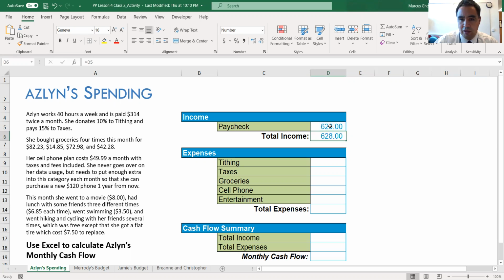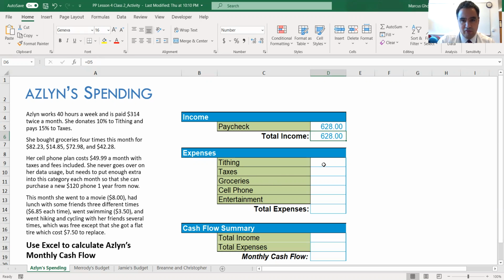The advantage of using formulas is that, say, for example, she gets a raise up to 350 a month. If you have a formula in there, everything updates for you. If you just have some value in there, you have to update everywhere that value is. So I highly recommend leveraging the formulas in Excel. Now we have her total income, which is $628 a month.